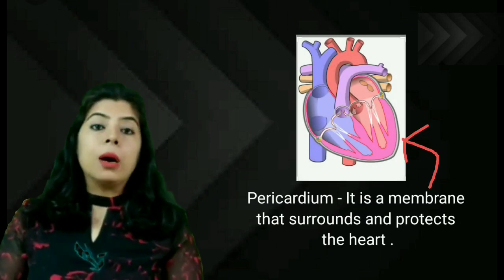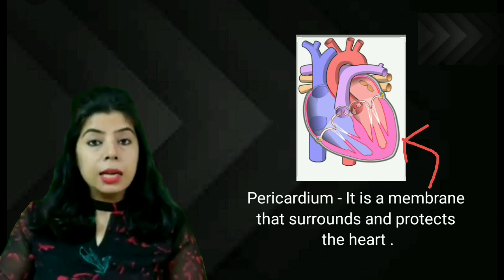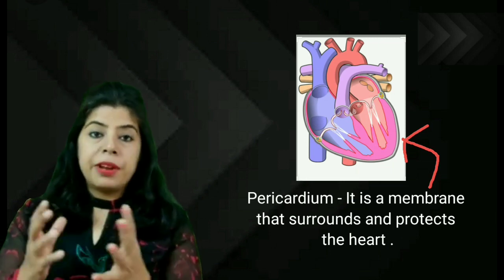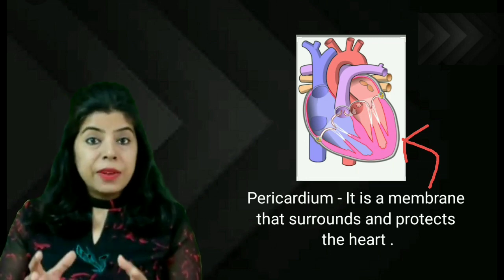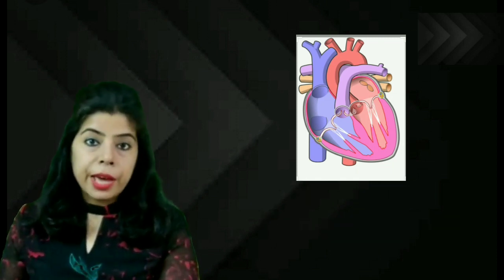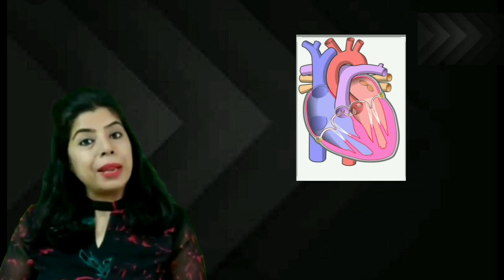Okay, so with this I will move to the structure of the heart. In the structure of the heart, we will first learn about the pericardium. Pericardium is the outermost covering of the heart. Heart is a muscular organ. It is a very important organ, and it's very important that the heart is protected from injury, from any kind of shock. For this, the heart is covered by a membrane which is called the pericardium.